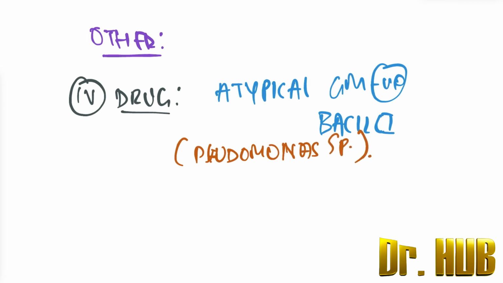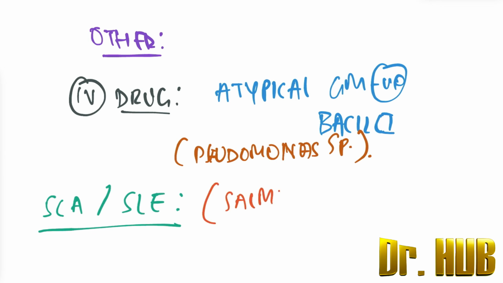Now when you look at sickle cell anemia, which we are writing as SCA, as well as SLE, that is systemic lupus erythematosus, the involvement is nothing but Salmonella species.